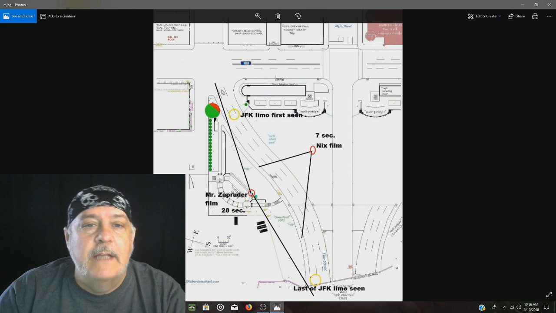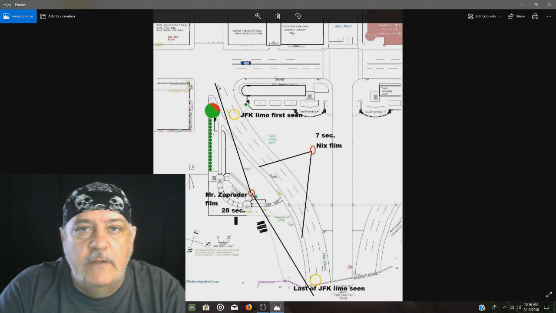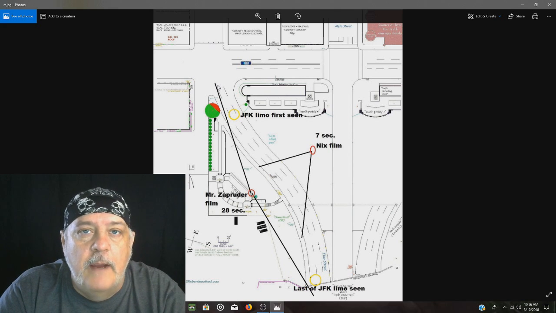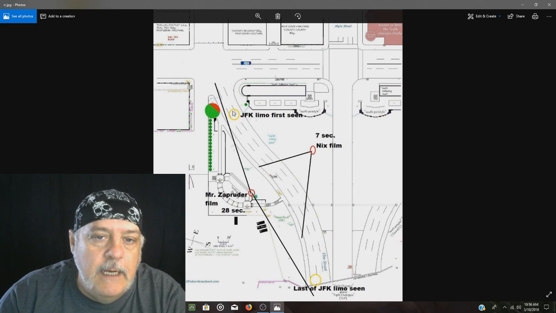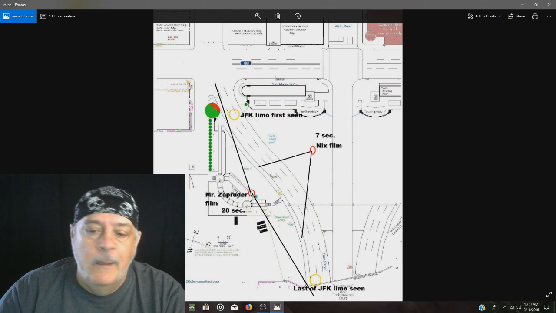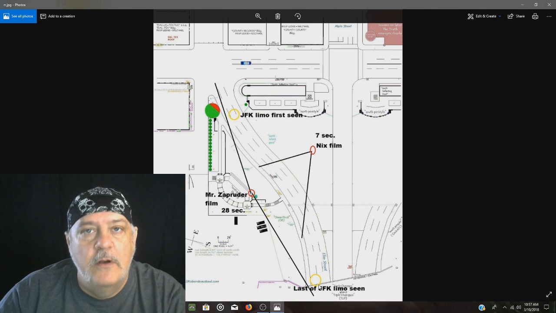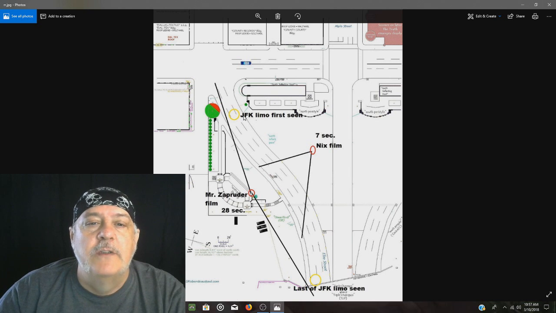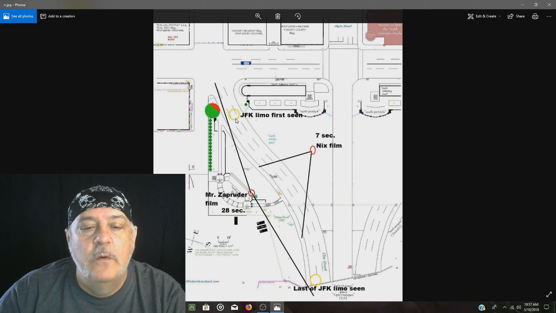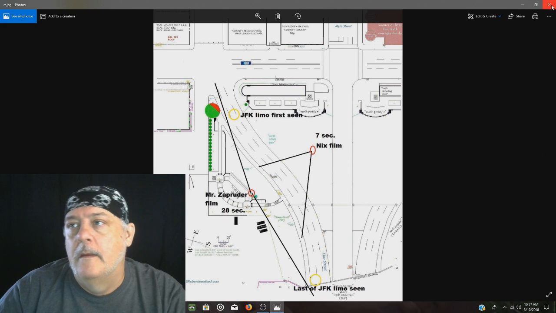However, we can't start it at the very beginning, because he was just filming Elm Street and JFK's limo wasn't even in frame at the time. So we had to start it at this point here, which is frame 133, when JFK's limo was first seen, to this location here where JFK's limo goes out of frame. We're going to take off around 4 seconds there, so we're going to look at about 24 seconds of film from this point to this point here.